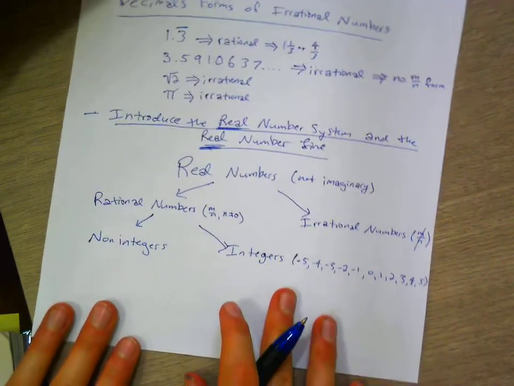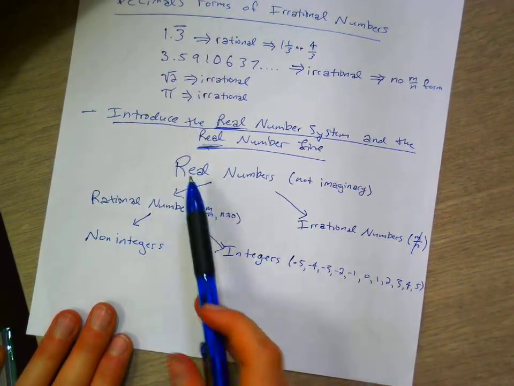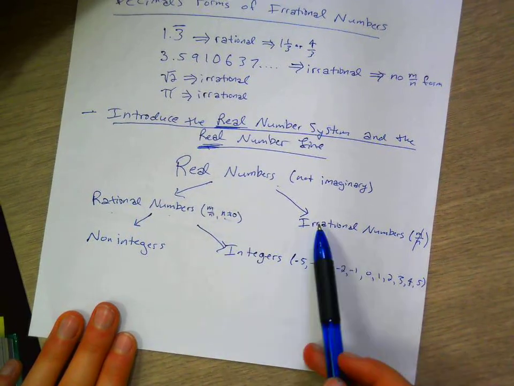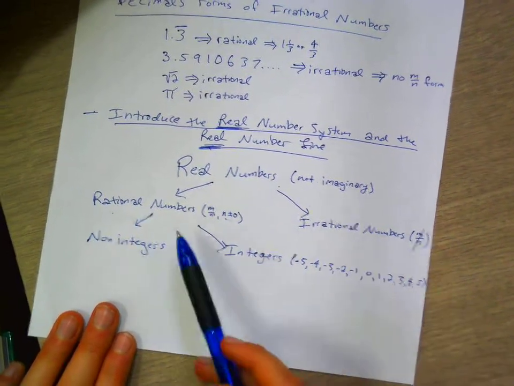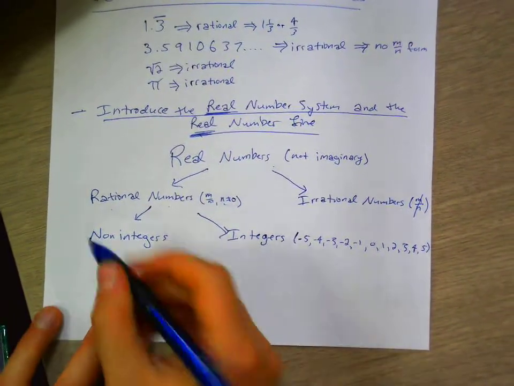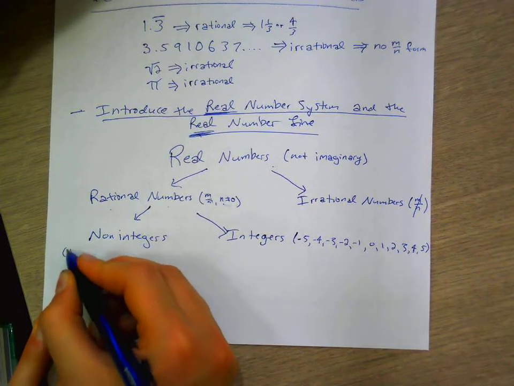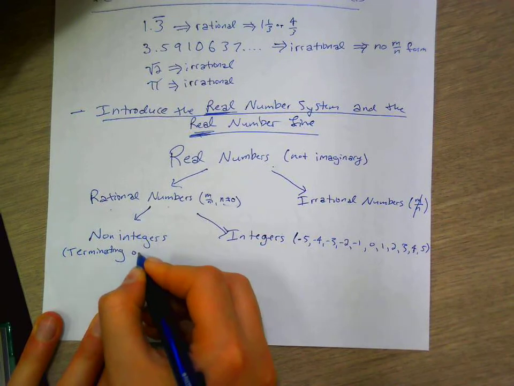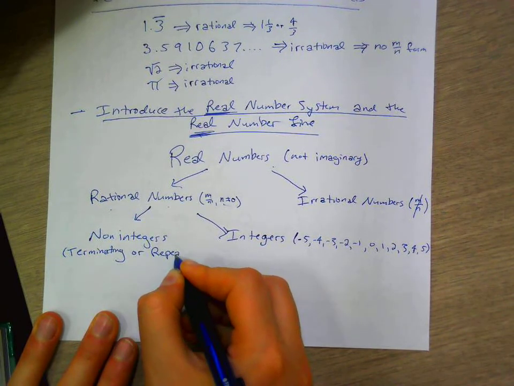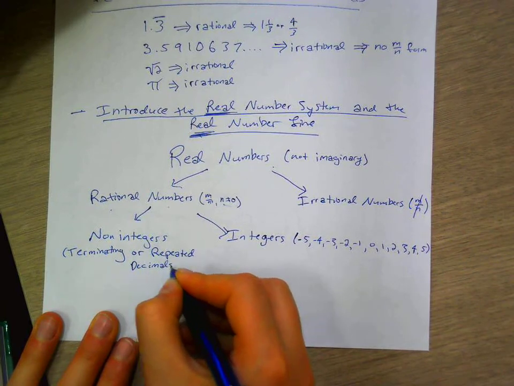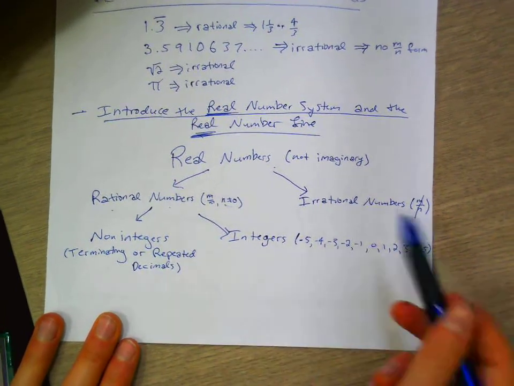Sorry, you couldn't see those. Here, now you can see them. Let me repeat that. So real numbers are not imaginary. Rational numbers can be written as m over n, where n does not equal 0. Irrational numbers cannot be written as m over n. Integers are all these whole numbers. And non-integers are things like terminating or repeated decimals. Remember, non-terminating or non-repeating decimals will go up here with irrational numbers.